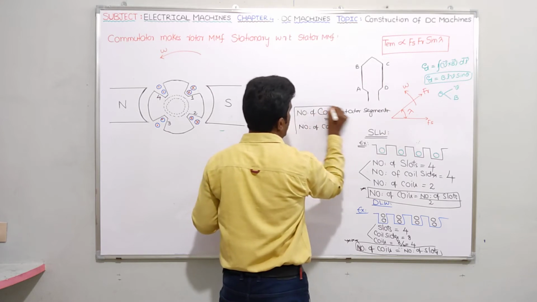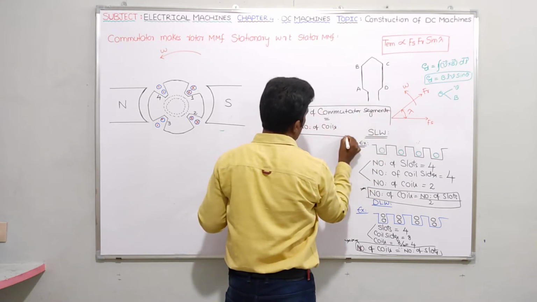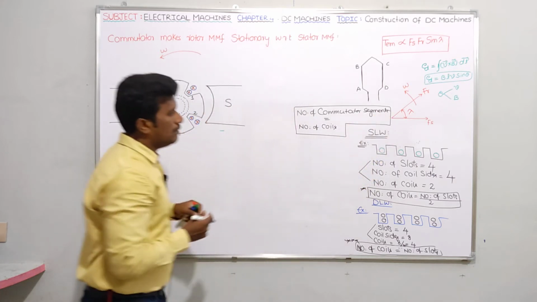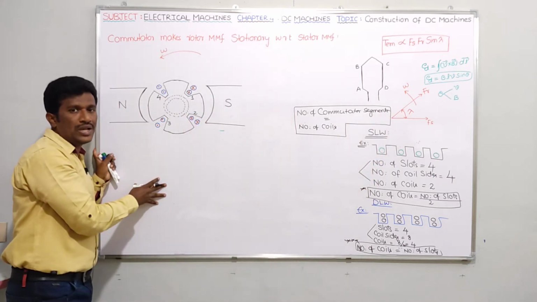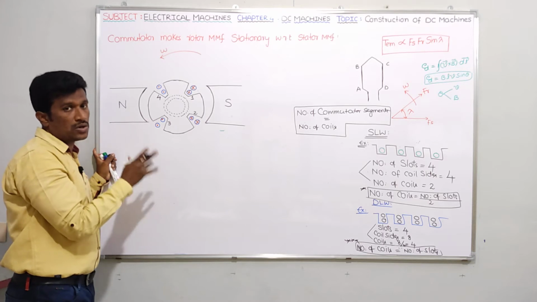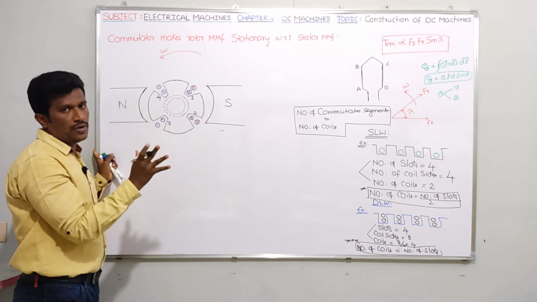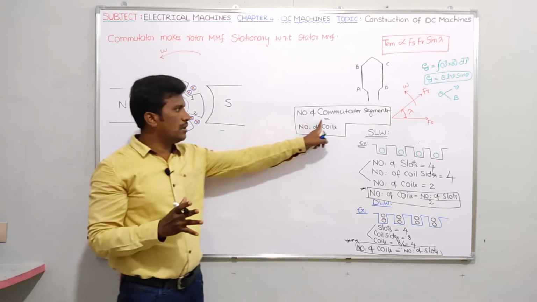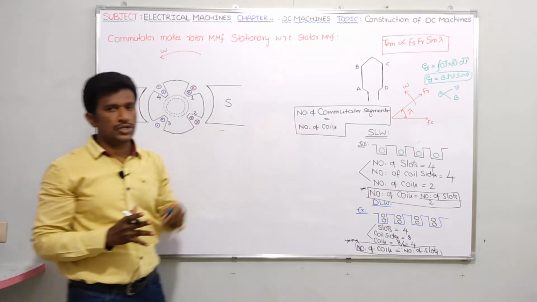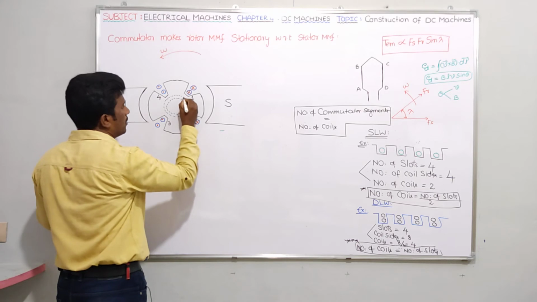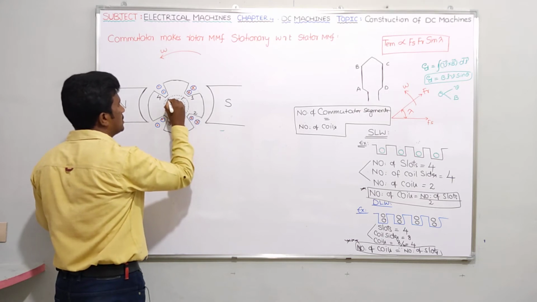This relation I already told in the previous video. Please try to refer to that. Now tell me, in this example, how many coils had I taken here? I am saying coils, not coil sides. Coil sides are 8, but coils means 4 only. So I should take the number of commutator segments equal to 4. Let me take 4 segments.